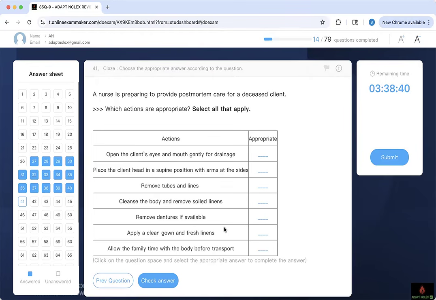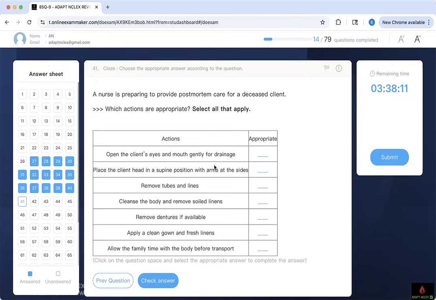Now, a nurse is preparing to provide postmortem care for a deceased client. Which actions are appropriate? Select all that apply. This is basic care and comfort. If you need help in basic care and comfort, the Adaptation class is the home of basic care and comfort. Check it. You see a bunch of videos. But this is postmortem care. What do you need to do? Every question they ask you about postmortem care, come back here.